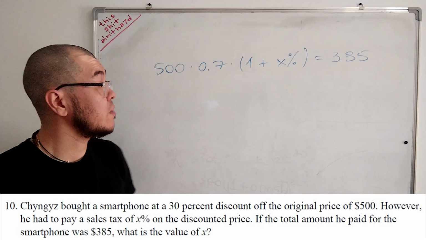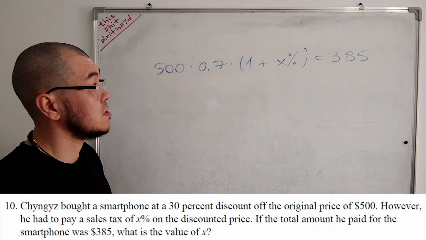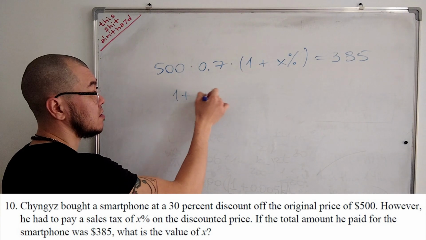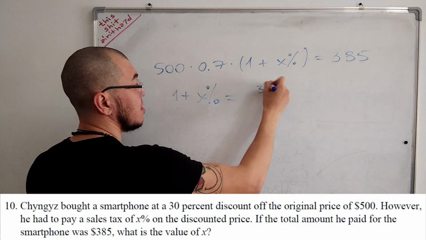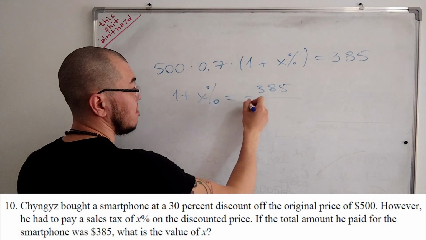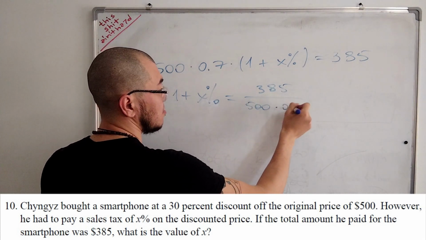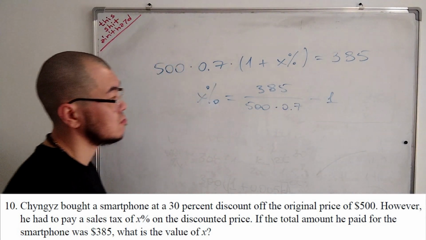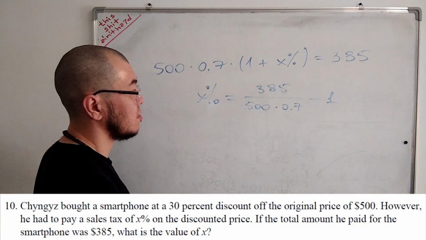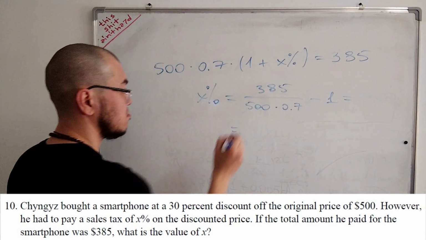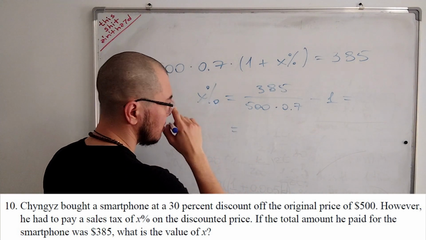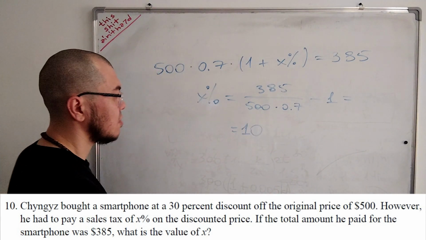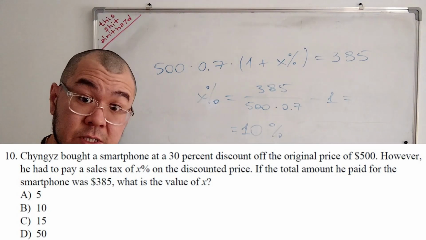And to find out how many percent the sales tax was, we just have to solve this easy equation. 1 plus X% is equal to 385 divided by 500 times 0.7. So the X% will be equal to this ratio minus 1. And if we calculate this, we will get 10. So X is equal to 10%.